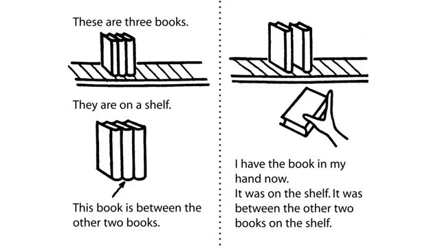These are 3 books. They are on a shelf. This book is between the other 2 books. I have the book in my hand now. It was on the shelf. It was between the other 2 books on the shelf.